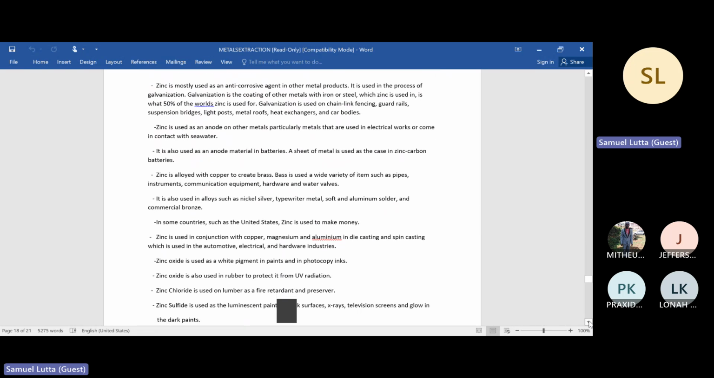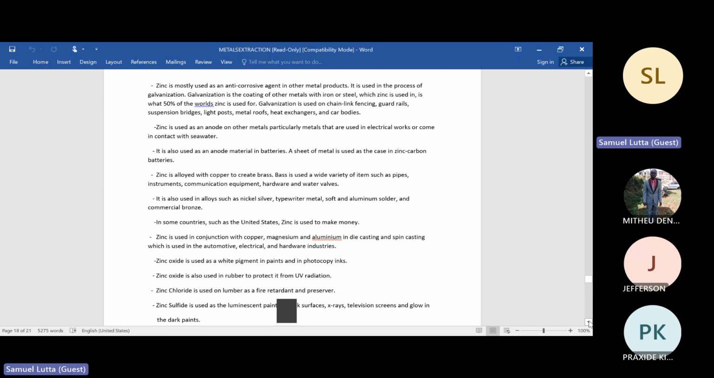So what is the importance of zinc? Again, it's used to make alloys. Zinc is also used as a pigment, especially for motor vehicles. You have seen people spraying their vehicles with white vapor, that is normally zinc, and then they cover it with other things. And then zinc oxide is also used in rubber to protect it from UV radiation. So in the making of tires, they contain some zinc and also some cadmium.